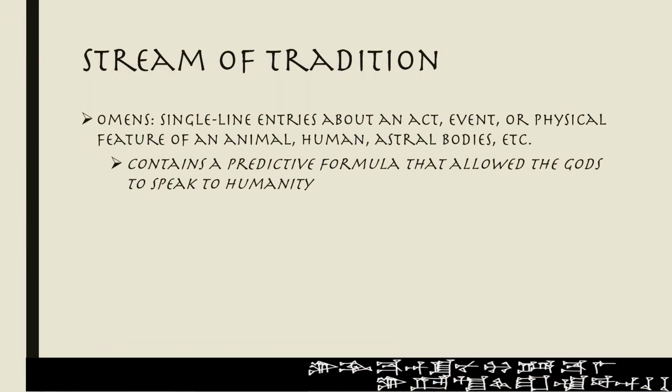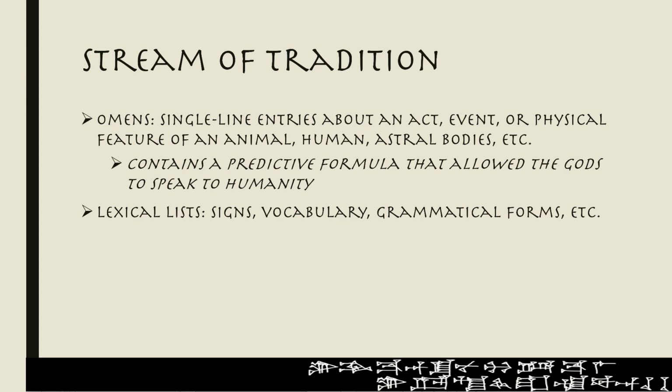And it included such texts as omens. Omens are single-line entries, often about an act or an event or a physical feature of an animal, a human, astral bodies, etc. And these entries, these omens, contain a predictive formula, and it allowed the gods to speak to humanity through the omen itself, and we'll get into them later in some more detail.